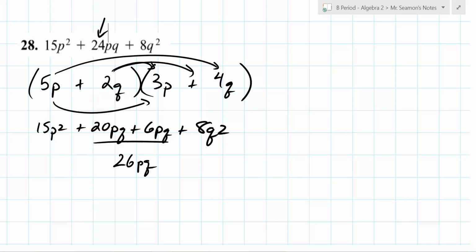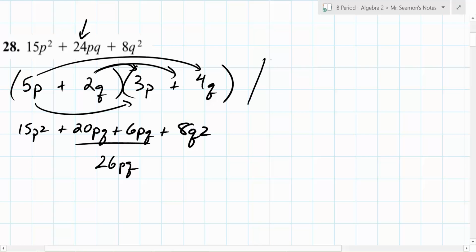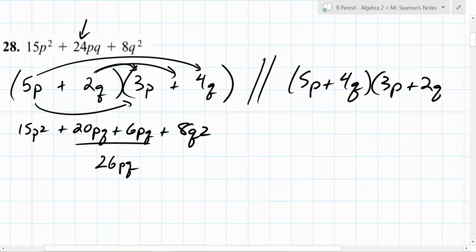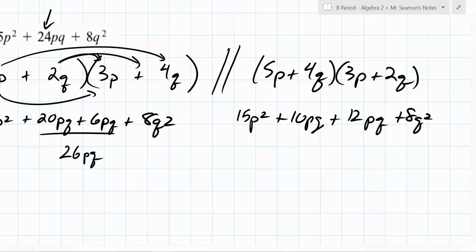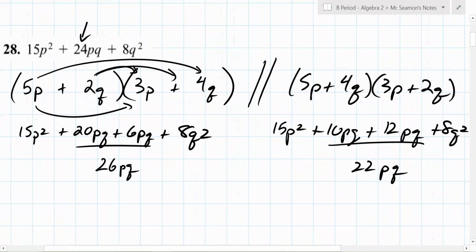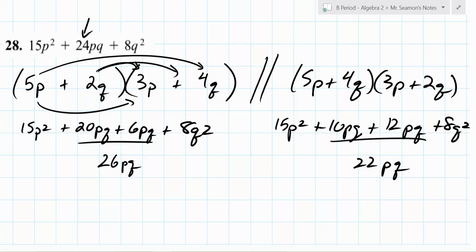So let's maybe switch the order of one of them. How about we try instead 5p plus 4q and 3p plus 2q. Let's see what that's going to be. That's 15p squared plus 10pq plus 12pq plus 8q squared. What do we have there? 22pq. Look, we went 2 over, so we flipped and went 2 under.